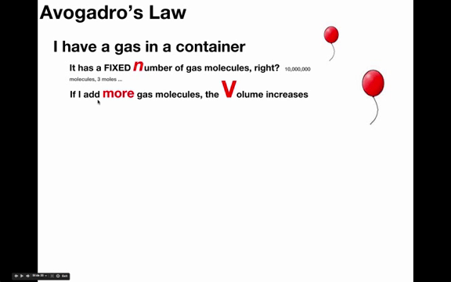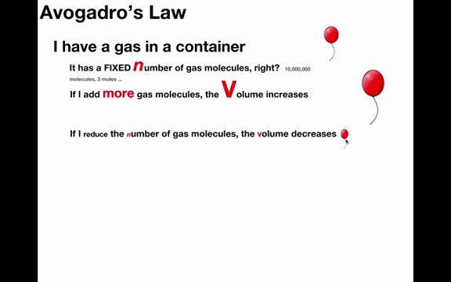What Avogadro's law says is that if I add more gas molecules to my container, the volume of my container will go up. And conversely, if I reduce the number of gas molecules in my container, if I let some of the gas molecules out, the volume decreases. And again, anyone who has ever blown up a balloon has basically done this, right? You have added more gas molecules to a gas container and the volume of your balloon increases. And if you let some air out of the balloon, the volume of your balloon decreases. So this may have been earth-shattering news back in Avogadro's day, but we pretty much do this at every birthday party that you probably have ever thrown.